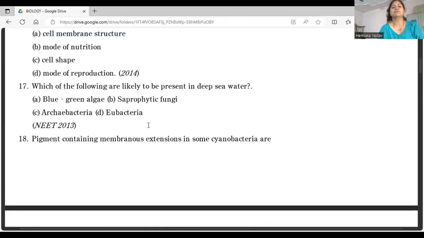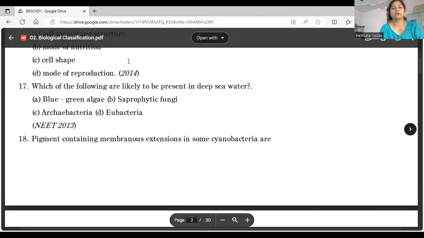And which of the following are likely to be present in the deep sea water? Which of these will we find in deep sea water? We will find, in the deep sea water, bacteria and pigment-containing membrane extensions of cyanobacteria.